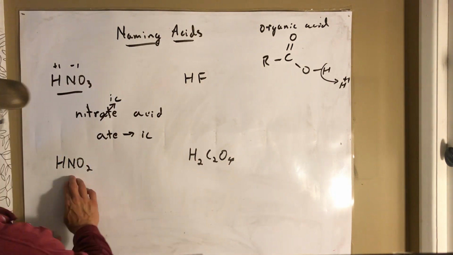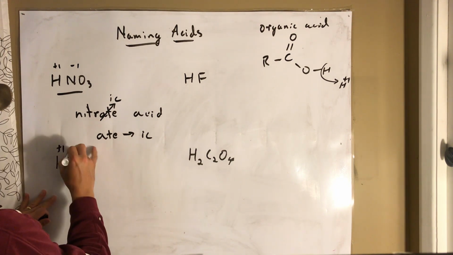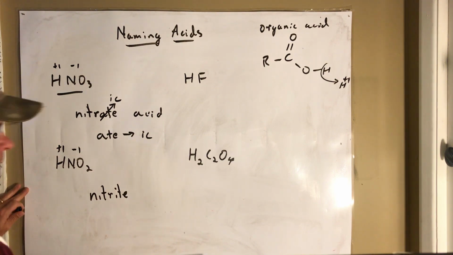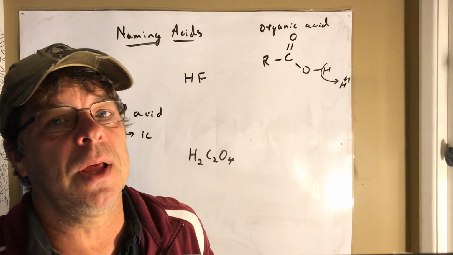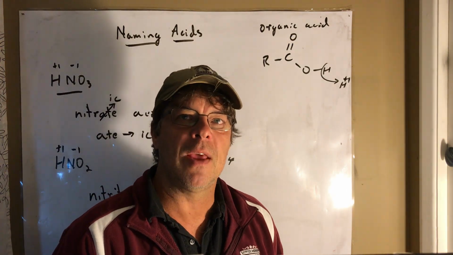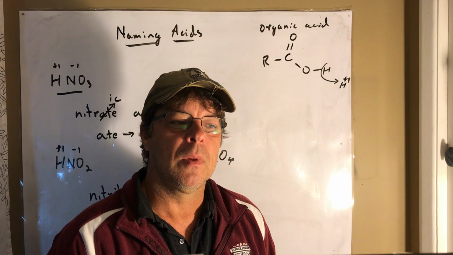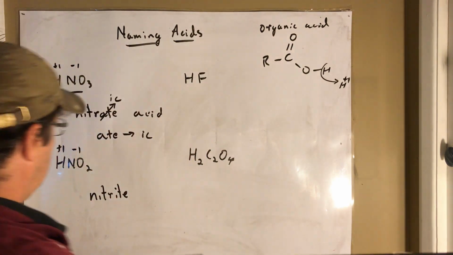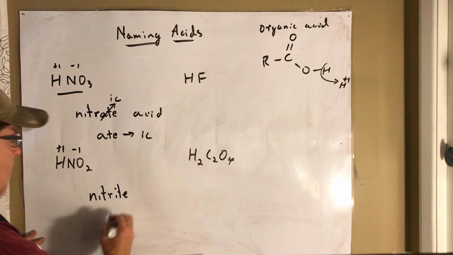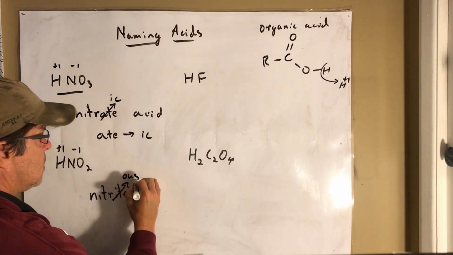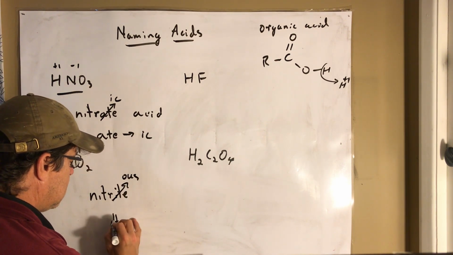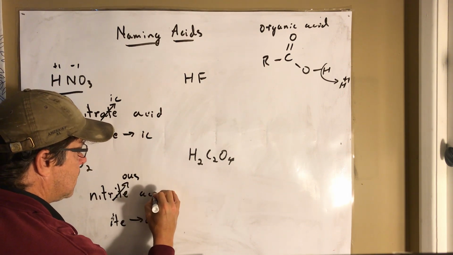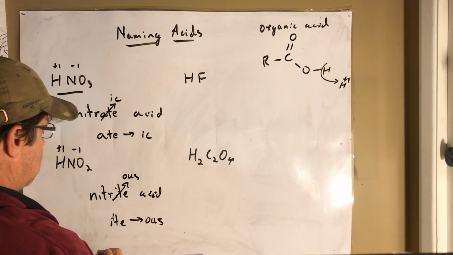How about this one? It's a hydrogen ion and nitrite. Nitrite is the name of that polyatomic ion. So you're going to have to get out that polyatomic ion sheet. I think I used that for the recent assignment. So get that out. You'll need to use that when writing formulas for acids. So nitrite. What we do with ite is get rid of the ite and say us. So ite turns to us. We say nitrous acid. Hope you can see that.